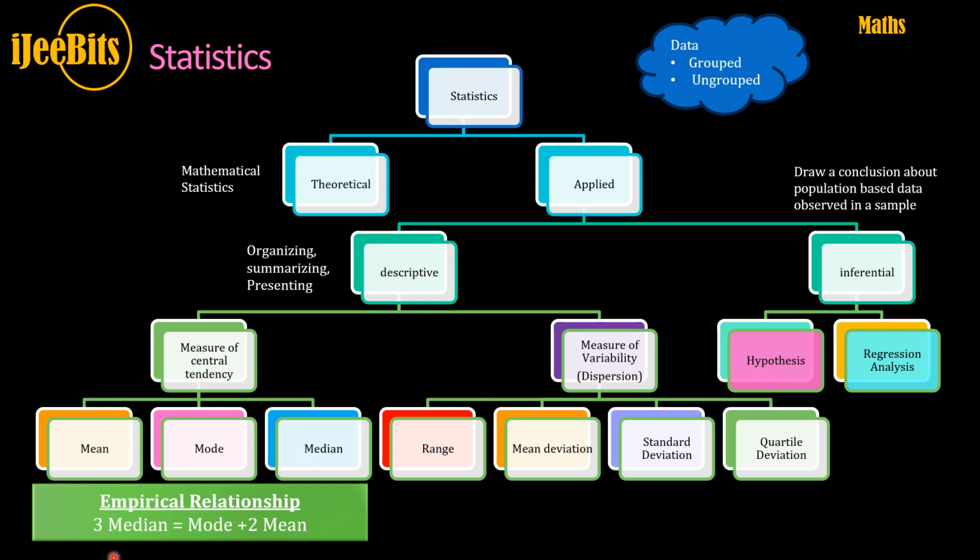One important relationship that you might end up using, if you know the mean value, mode value, and median value, is the empirical relationship: 3 median equals mode plus 2 mean. So mode equals 3 times median minus 2 times mean.